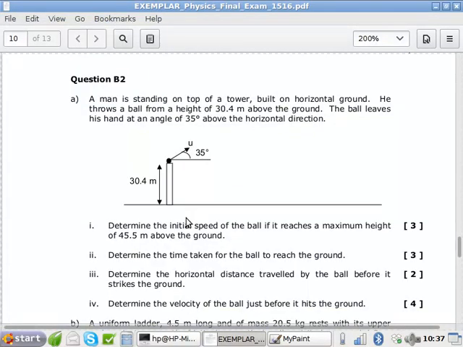Right, so what's the story? A man is standing at the top of the tower, as you do, and he throws a ball, as you do, above the ground. This is B2. Let's fly through it and finish on B2.